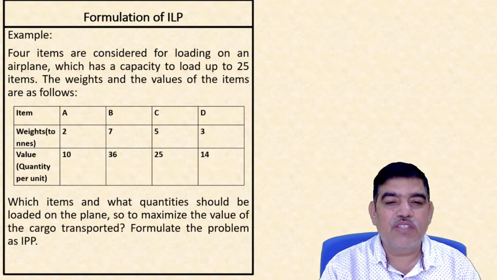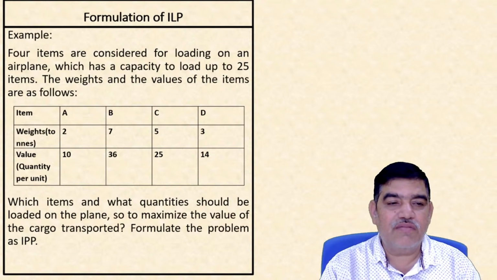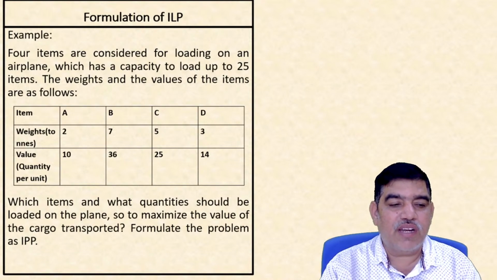Item, there are 4 items A, B, C, D, and weights in tons it is mentioned 2 ton, 7 ton, 5 ton, and 3 ton. And value, that is the quantity per unit, it is mentioned here, that is 10, 36, 25, 14. Which items and what quantities should be loaded on the plane? So to maximize the value of the cargo transported, formulate the problem as an IPP.